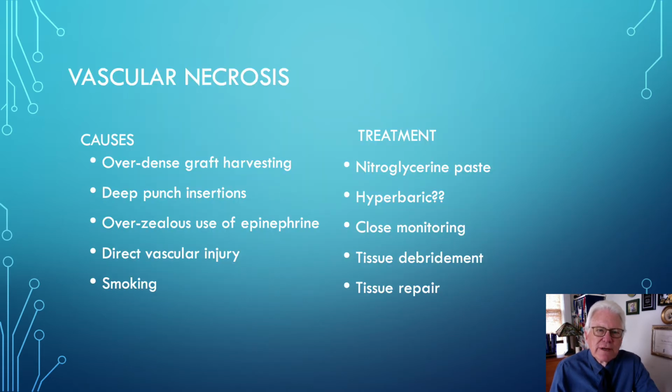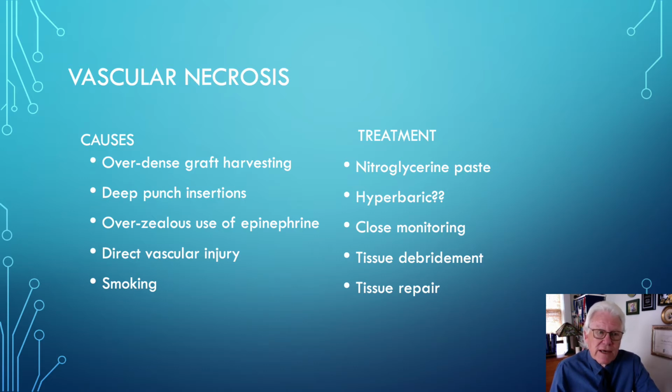What are the contributing causes for vascular necrosis? Well, overdense graft harvesting or overdense graft placement, very deep punch insertions for harvesting, or very deep and large recipient sites for graft placement, overzealous use of high concentrations of epinephrine, direct vascular injury, and smoking.